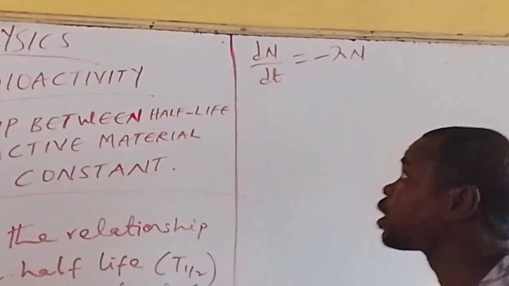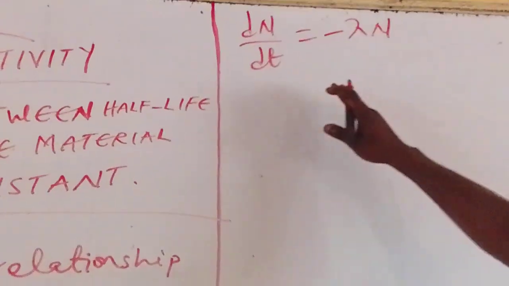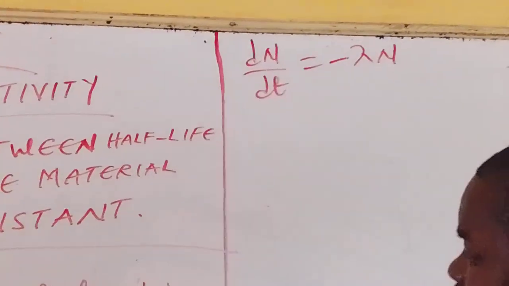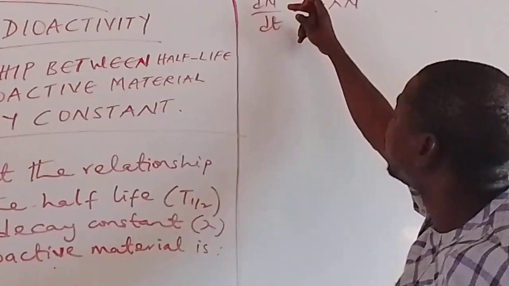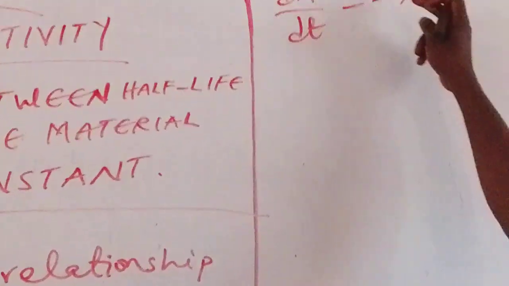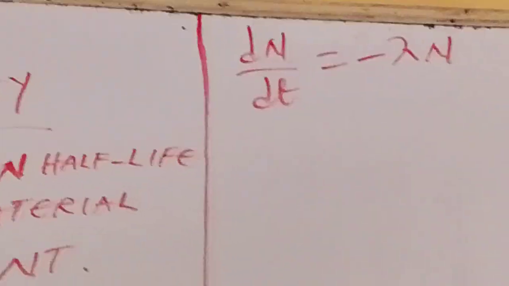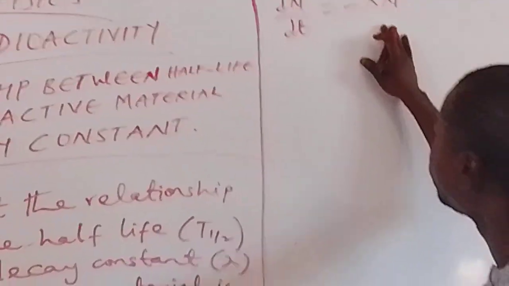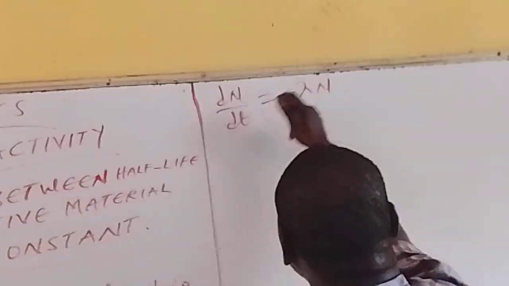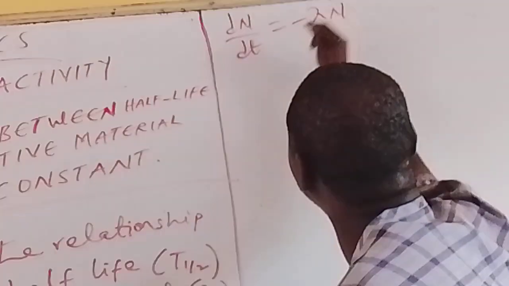So I'm going to use what is called separable variable. This has given rise to a differential equation. We have N as a function of t, while lambda is a constant. So this is a differential equation, and I'm going to use separable variables. I will move this dt by multiplying both sides by dt.